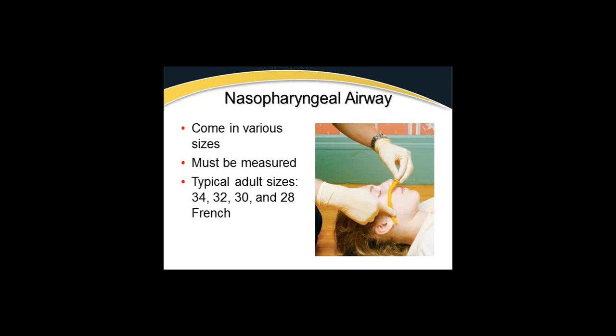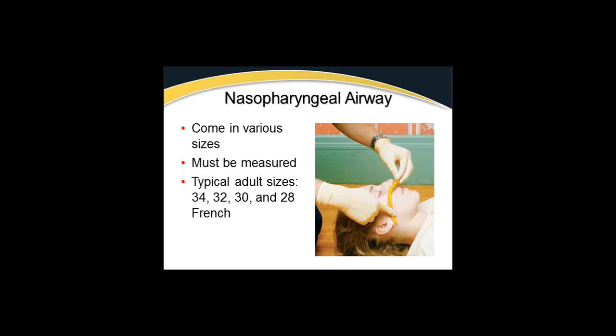And the French measuring system is directly proportionate. So when we say a 34 versus a 28, the 34 is a larger airway than the 28. Well, when we talk about other things such as needle size, it is inversely proportionate. So a 14 gauge needle is huge and a 24 gauge needle is very tiny. But the French is directly proportionate.